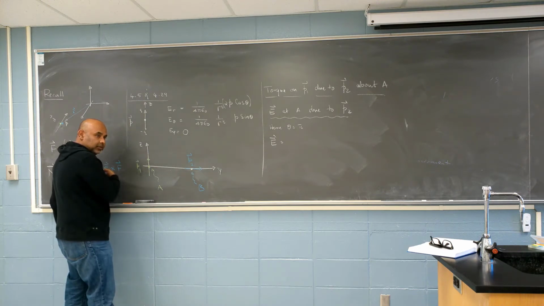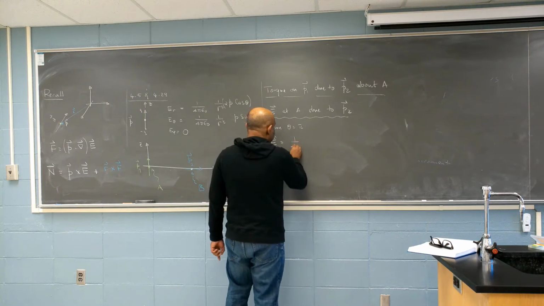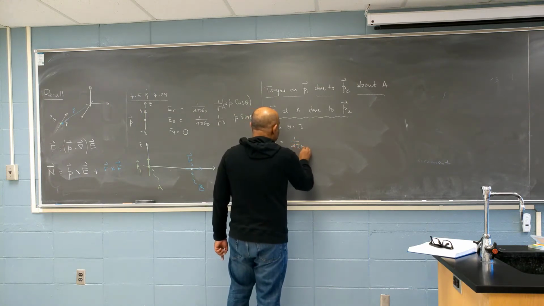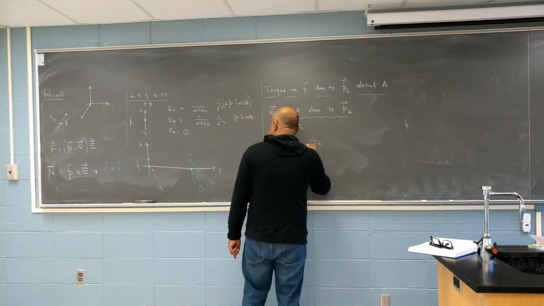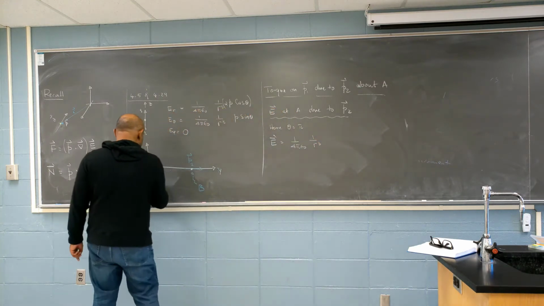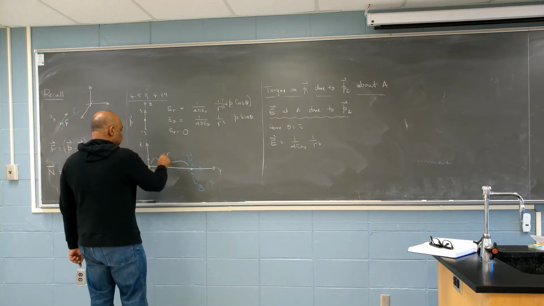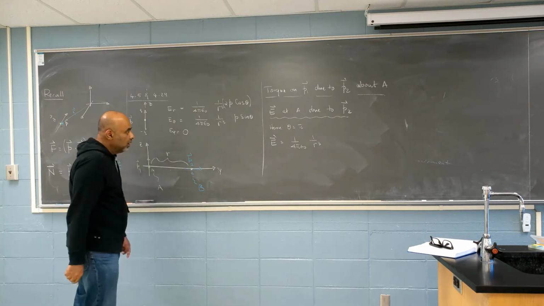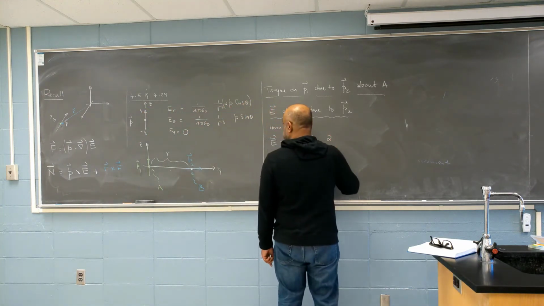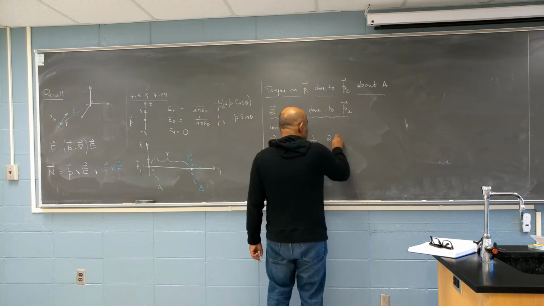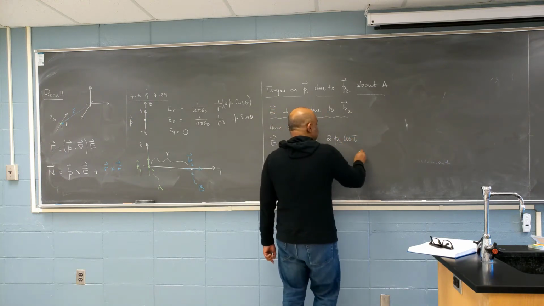Yeah? So, watch this. 4 pi epsilon naught, 1 over r cubed. This distance is r. We'll continue to use r. Two times the magnitude P2 cosine of pi.